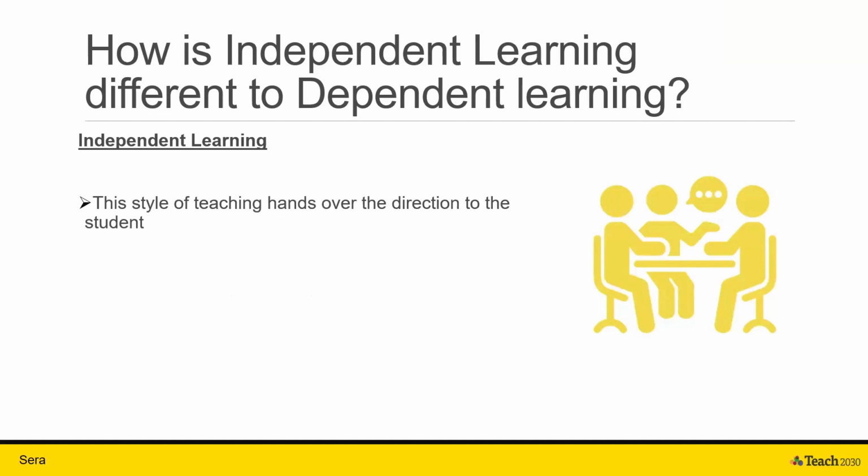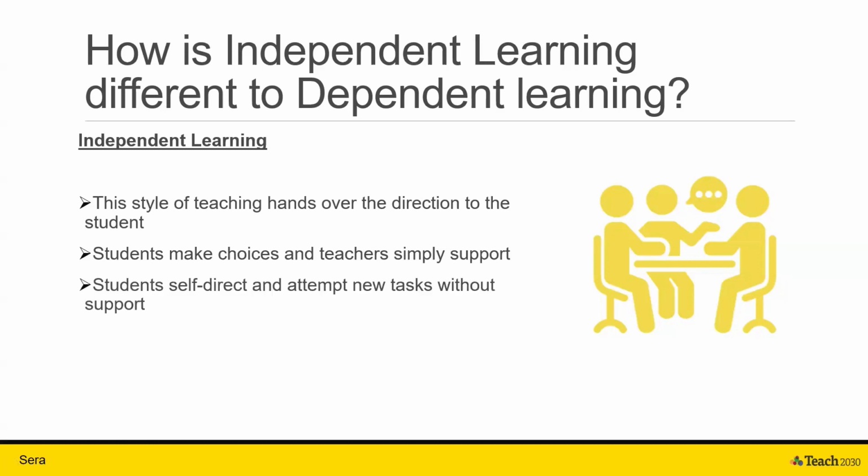As we looked at dependent, I would also love to allow us to go through what independent learning looks like. So independent learning, this is a style of teaching where we hand over the teaching to the direction of the students. So students make their choices and teachers simply support what they have been given. Also, under independent learning, students are self-directed and attempt new tasks without support. So in this way, students are taking responsibility for their own learning.